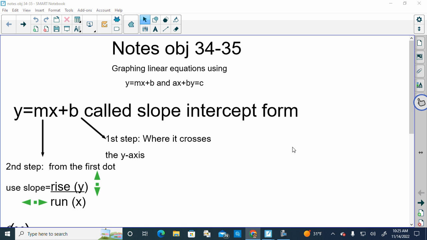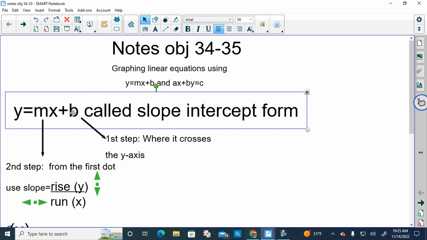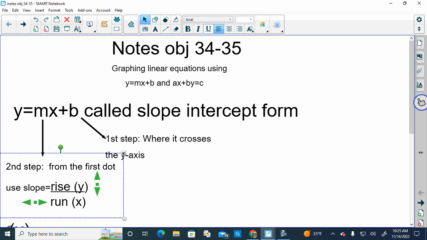So slope-intercept has the y by itself, and it gives us the slope and where it crosses the y-axis, okay? So the first thing that we graph is going to be this one. If there was a number there and it was a positive 2, then on the y-axis you're going to put a dot at 2. And that's your starting point. Then from there, you're going to look at the second step, which is your slope. So it's rise over run.